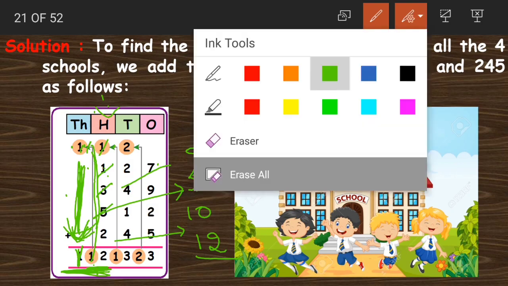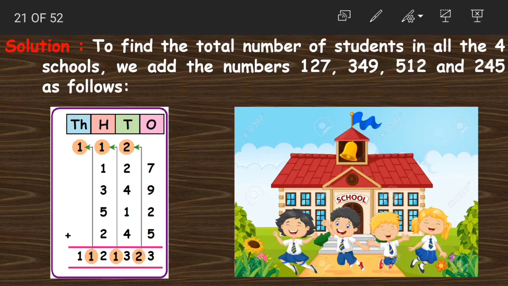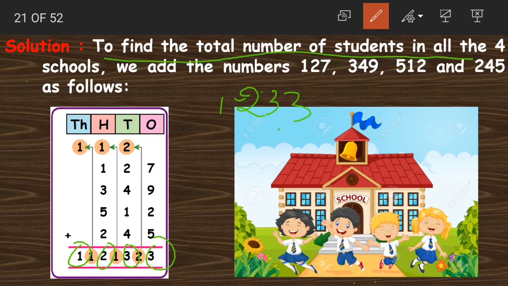So the final answer of the addition would be what? 1233. 1233 students are there in total. This is the total number of students in all the 4 schools. Clear children? Very good.